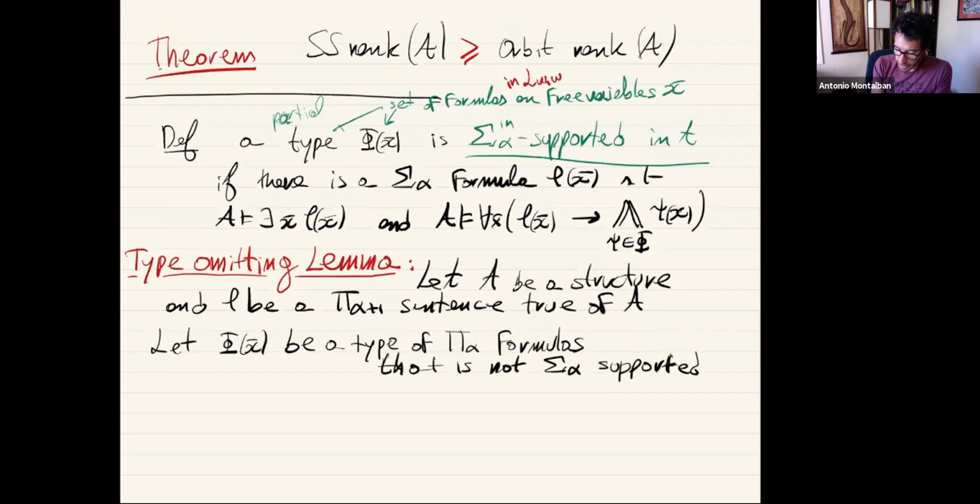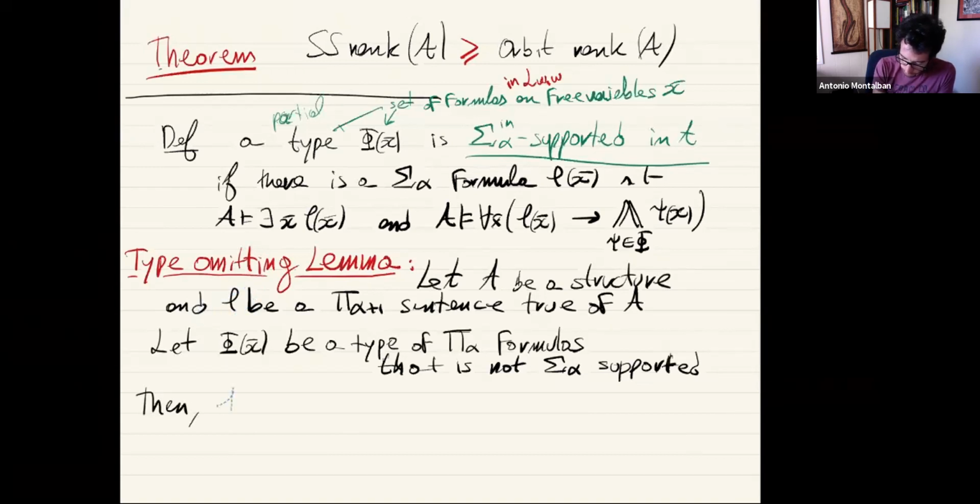So the set of this type is all the formulas are pi alpha, and there is no sigma alpha formula that implies them all. Then we can omit the type. So that means we can find a model of this formula that omits the type.